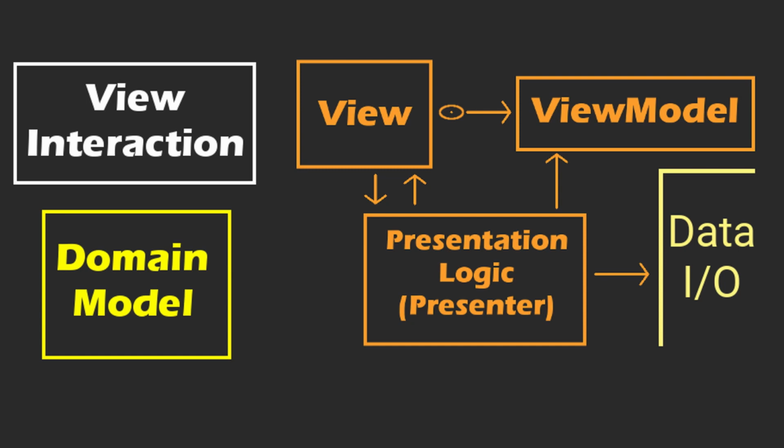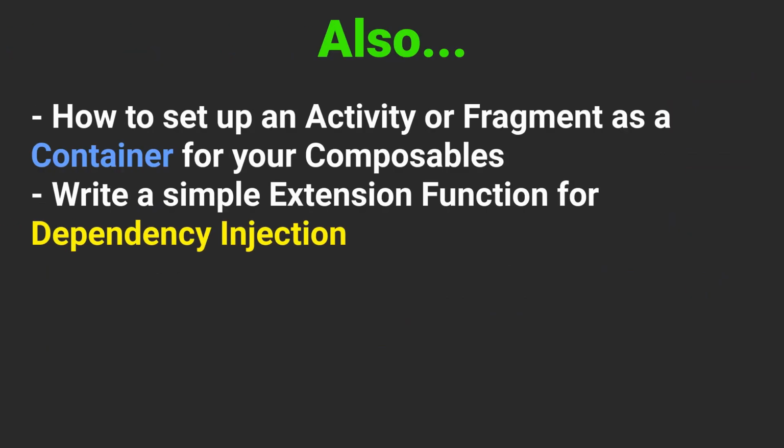I also show you how to communicate with our presentation logic and our view model using function types and lambda expressions. Before we write the compose code though, I show you how to set up an activity as a container for composables. The process for doing this is almost identical for fragments if you prefer them. I also show you how to write a very simple dependency injection extension function which hides the backend details from the front end.